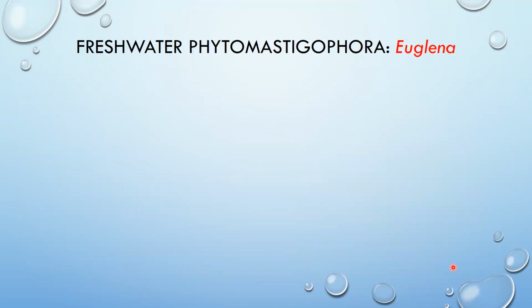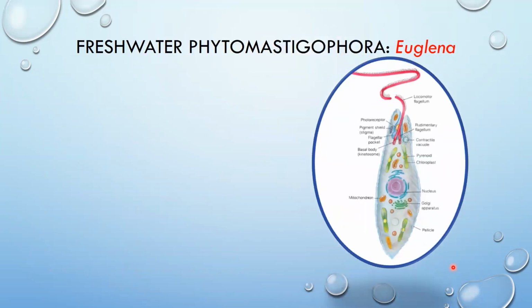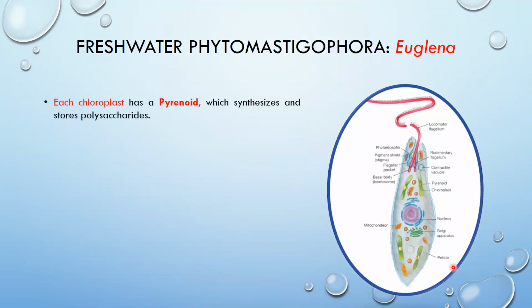Now we have freshwater Phytomastigophora, which includes Euglena. Each chloroplast in Euglena has a pyrenoid which synthesizes and stores polysaccharides. So in the diagram, you can see here the pyrenoid structure which synthesizes and stores polysaccharides.